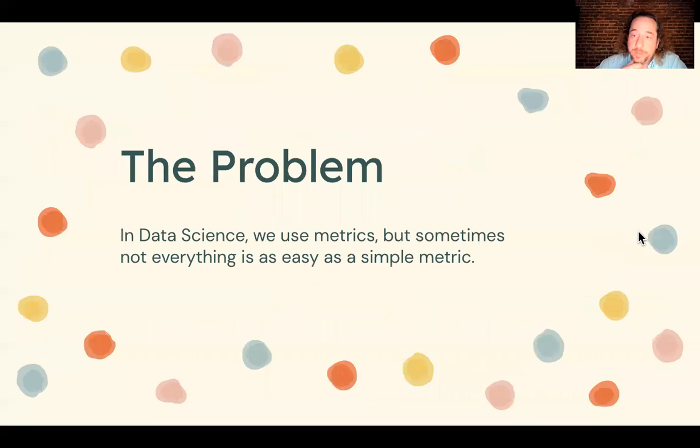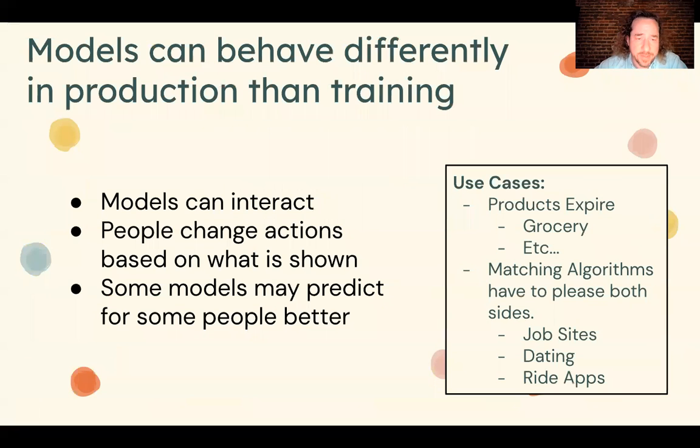So the problem that this project attempts to tackle is that in data science, we use metrics a lot to determine what models are good and what models are bad. But sometimes metrics alone are not everything that we need to get us where we want to go. Sometimes models can interact with each other, or people can change their actions based on what they're shown, or some models may just work better for some people in some situations.